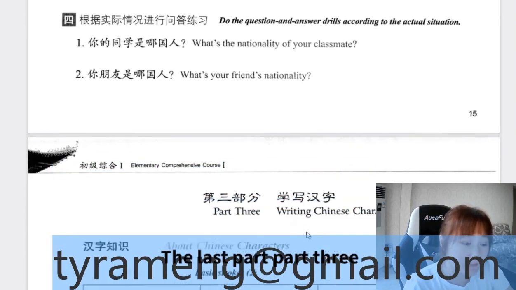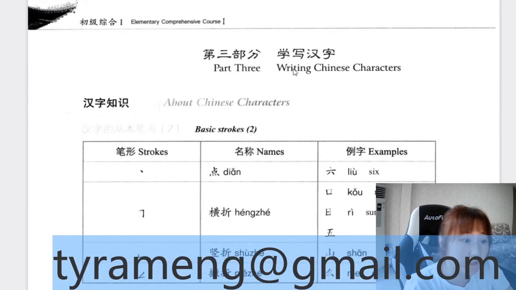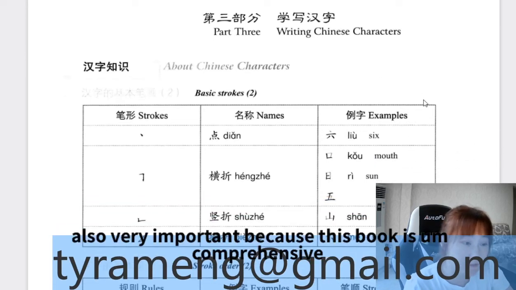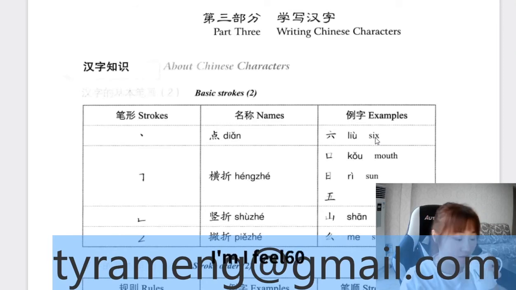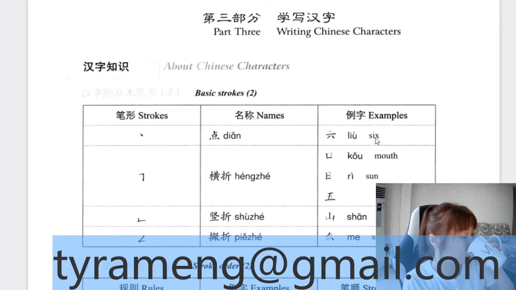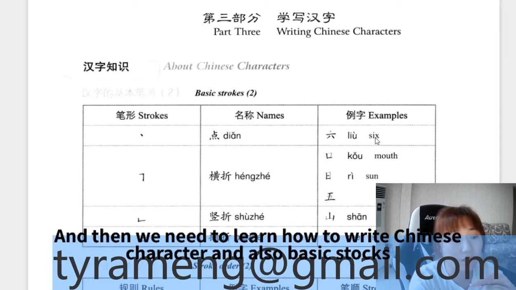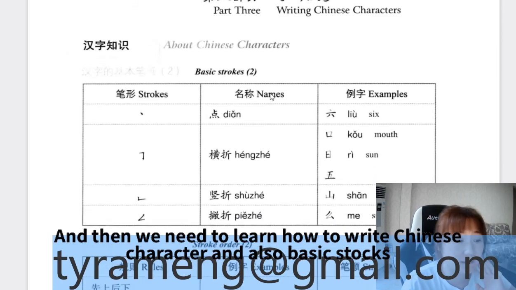Okay, the last part 3, writing Chinese characters. Also very important because this book is comprehensive. Sorry, I feel thirsty. We learn the phonetics, and we also learn the vocabulary, and then we need to learn how to write Chinese characters. And also basic strokes.